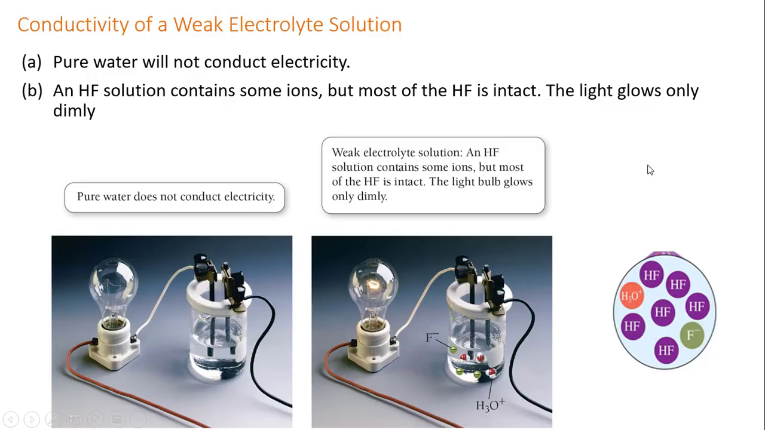And a weak acid is a weak electrolyte. So it's got a very, very dim bulb, because it doesn't have enough ions to create this bulb to be really brightly lit. So it's going to be very weak, but because there are ions in the aqueous solution, it will carry a current.